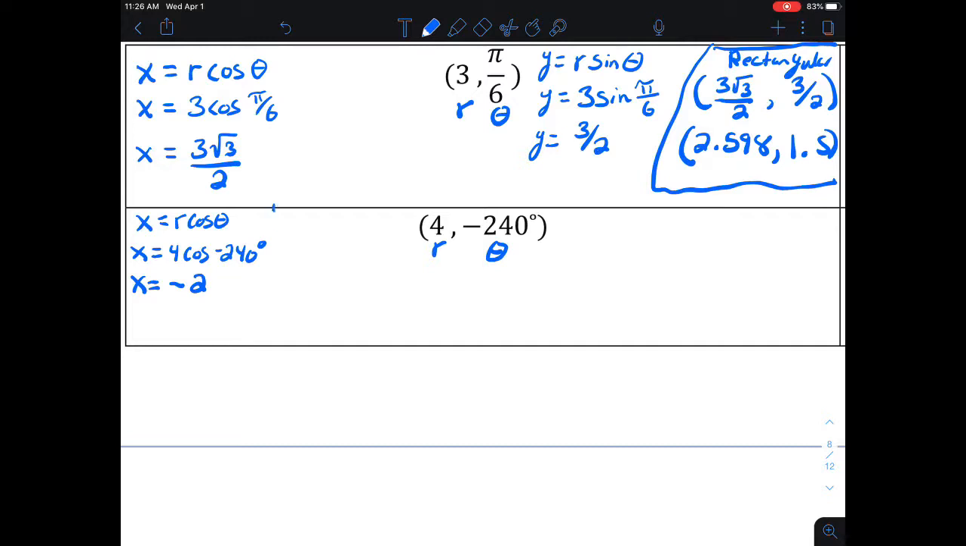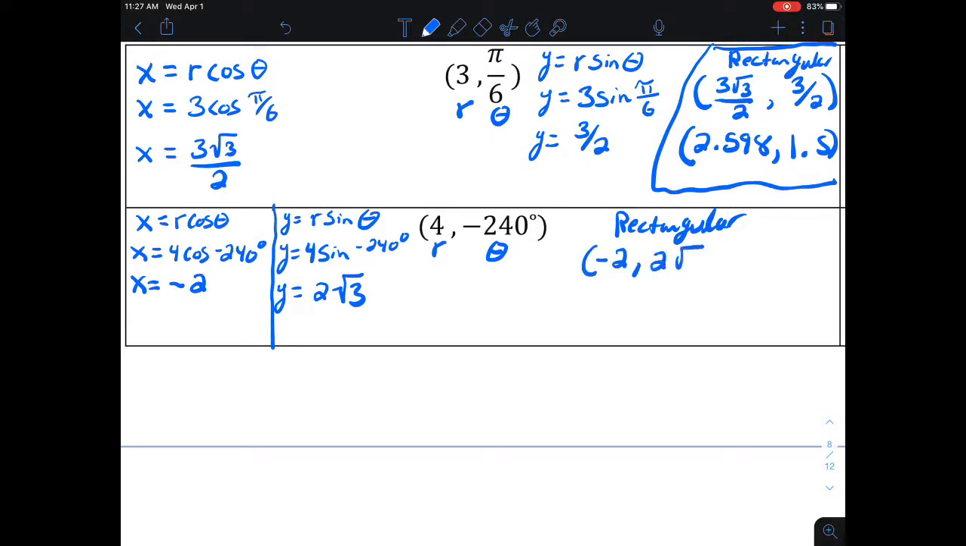And then we're going to take the same approach for solving for y. So y is going to equal r times sine of theta. And so y is going to equal 4 times sine of negative 240 degrees. Now sine of negative 240 degrees is going to be the square root of 3 over 2. Where the square root of 3 over 2 times 4 is going to make 2 times the square root of 3. And so our rectangular point is x by y, so it'd be negative 2 by 2 roots of 3. Or if I use my calculator to get the decimal values, it'd come out to be negative 2 by approximately 3.46.